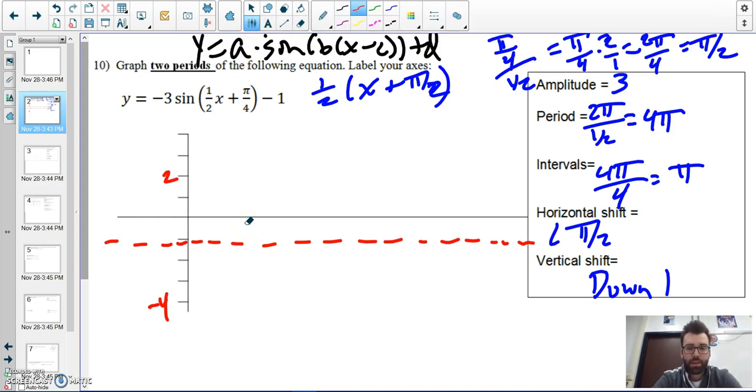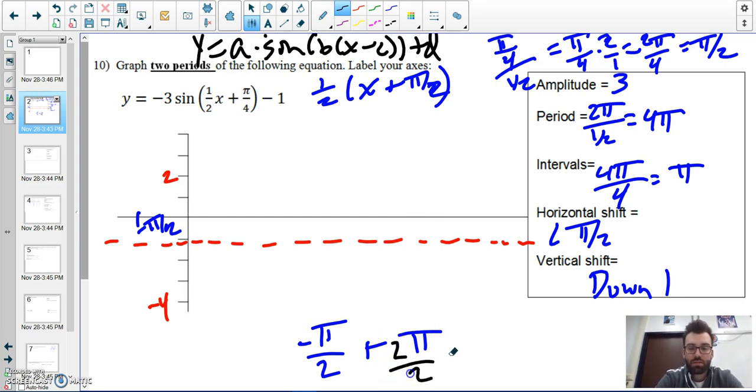My horizontal shift was left pi over 2, so I'm going to start at negative pi over 2. Now my intervals are pi. So I do negative pi over 2 plus pi. Remember we need a common denominator. So that's 2 pi over 2, which gives me pi over 2.